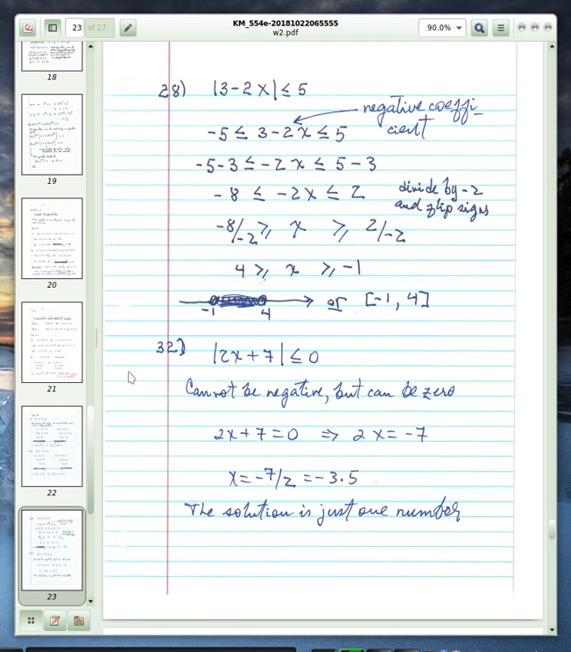Problem 32 is interesting because it tells you that the absolute value of 2x plus 7 is less than or equal to 0, but you know that it cannot be less than 0. So the only possibility is that it is 0. So you say, okay, if this absolute value is 0, that means the expression inside must be equal to 0. That means 2x equals negative 7 and x equals minus 7 over 2, or negative 3.5.